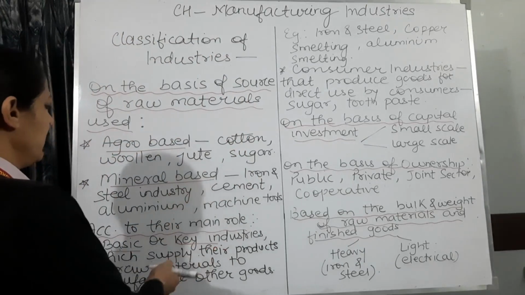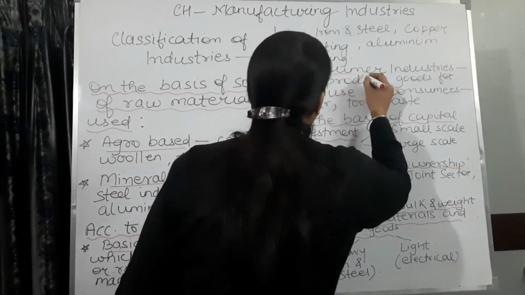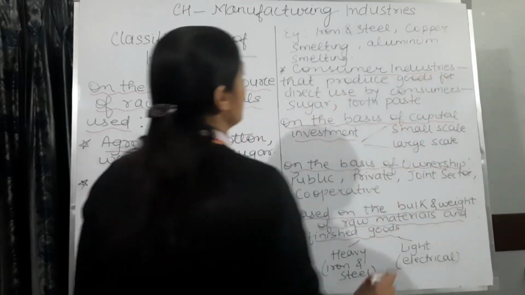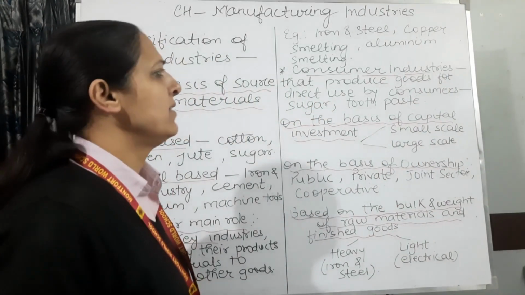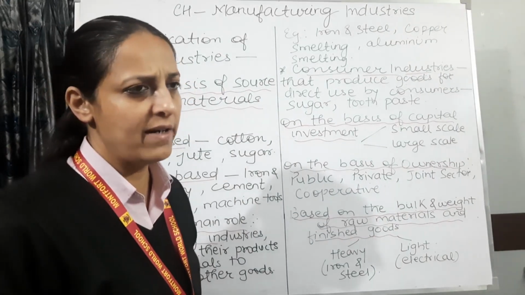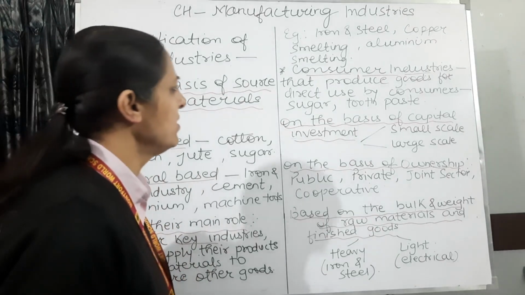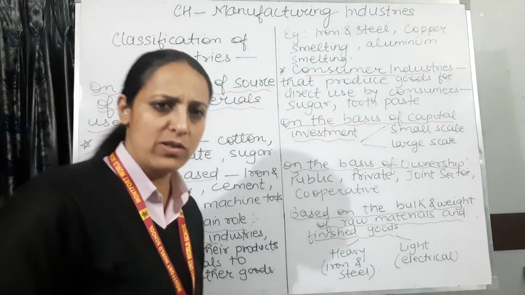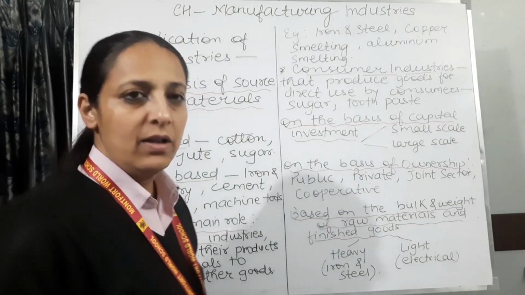The second under the main role is consumer industries, that produce goods for direct use by the consumers. The goods are ready to use, like sugar and toothpaste, which can be consumed by the people.